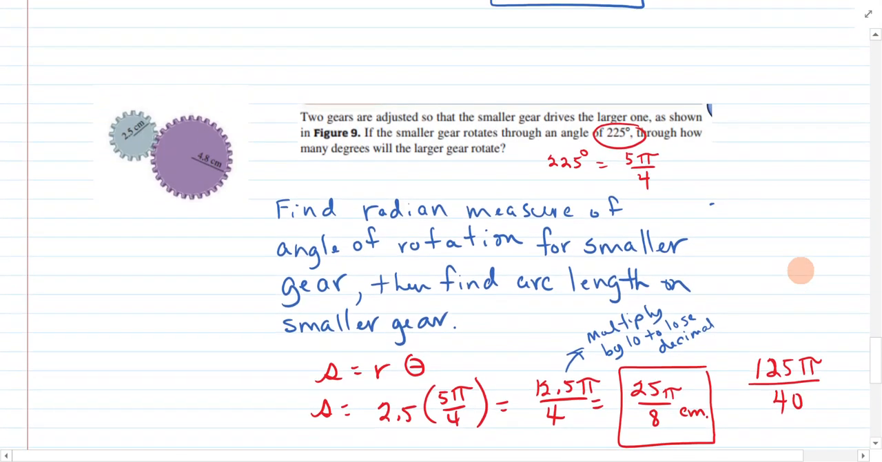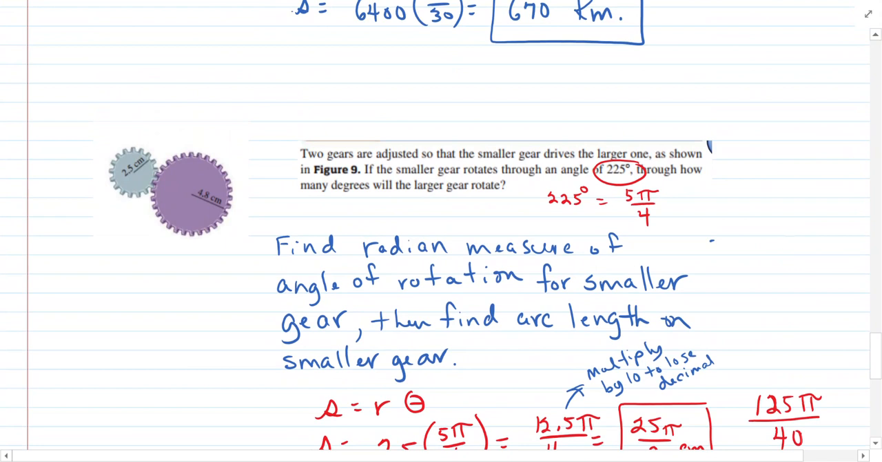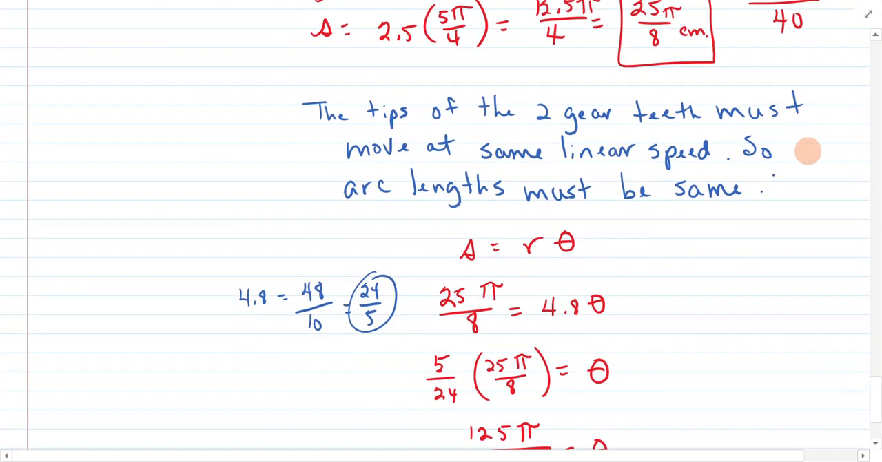Where did the 4.8 theta come from? S equals R theta. Remember? So the arc length here is going to be 4.8 times theta, which we don't know. So S equals R theta. The smaller one is 25 pi over 8 equals 4.8 theta.